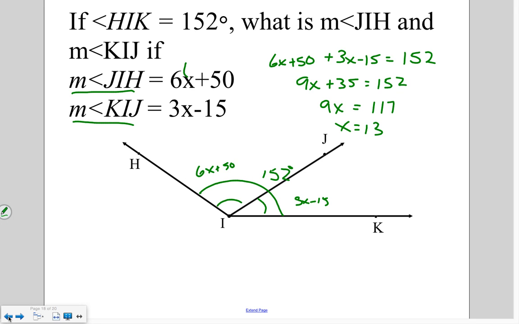So I got, I'm not going to do these in my head. I'm going to put them in the calculator. 6 times 13 plus 50 is 128. And 3 times 13 minus 15 is 24. And I'm going to add these together, and I get 152. Okay, so we got our two measurements right there. We got them.